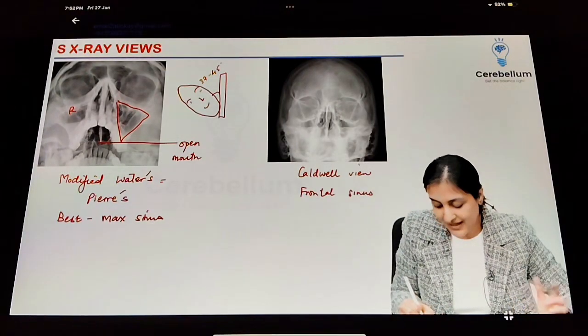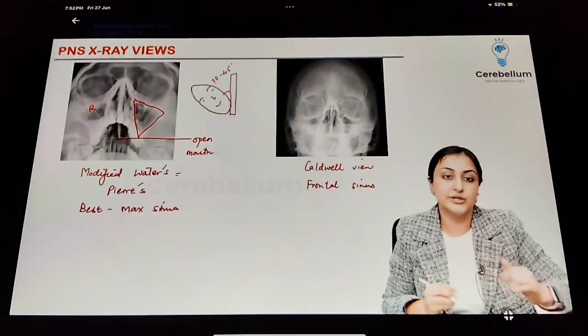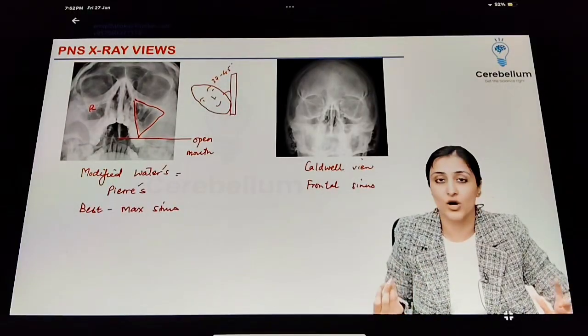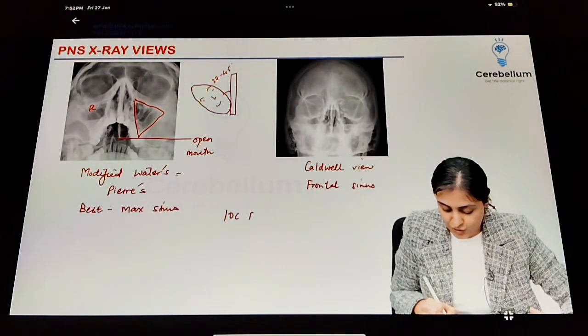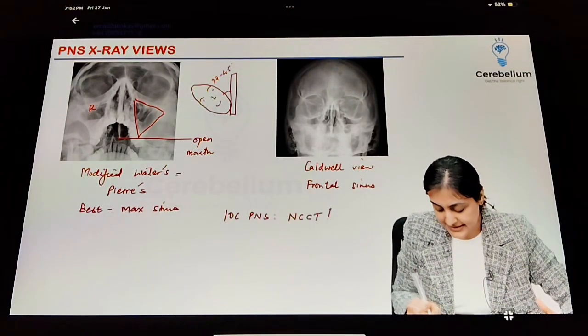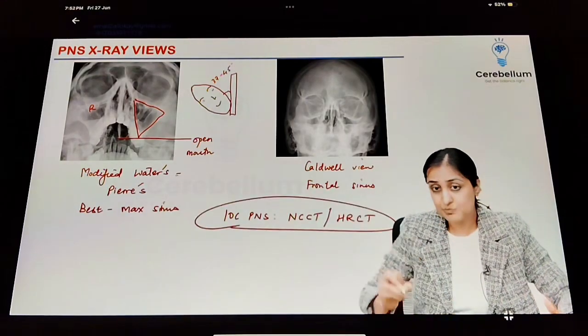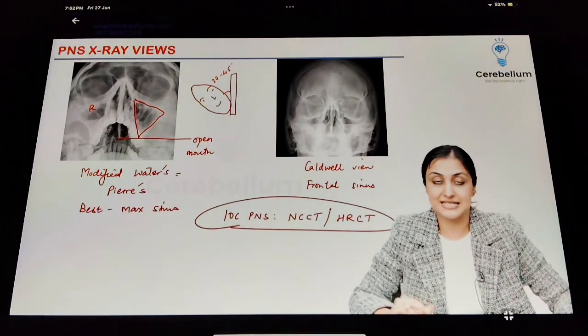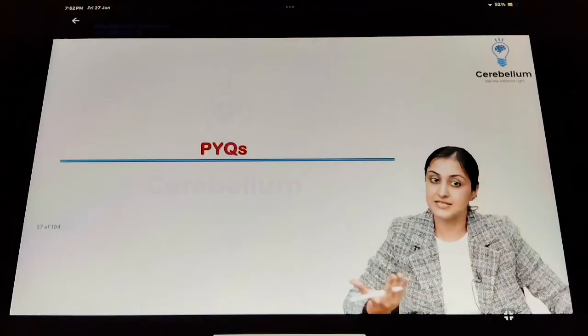Now, all of these X-rays are good questions for the exam, but in practice, we don't really do these views anymore. Sometimes some centers do Waters, but that's it. The investigation of choice for paranasal sinuses is NCCT/high resolution CT. So remember, the best investigation is HRCT, that is done in practice to visualize paranasal sinus pathologies.